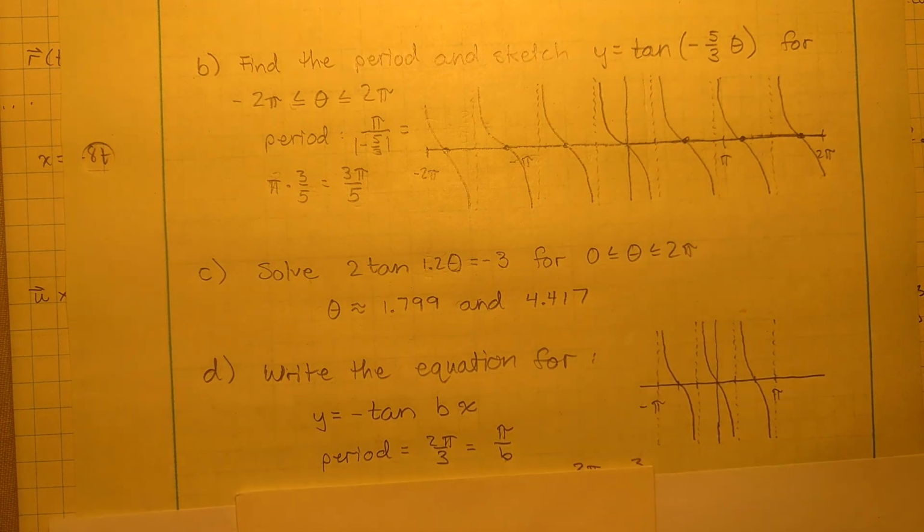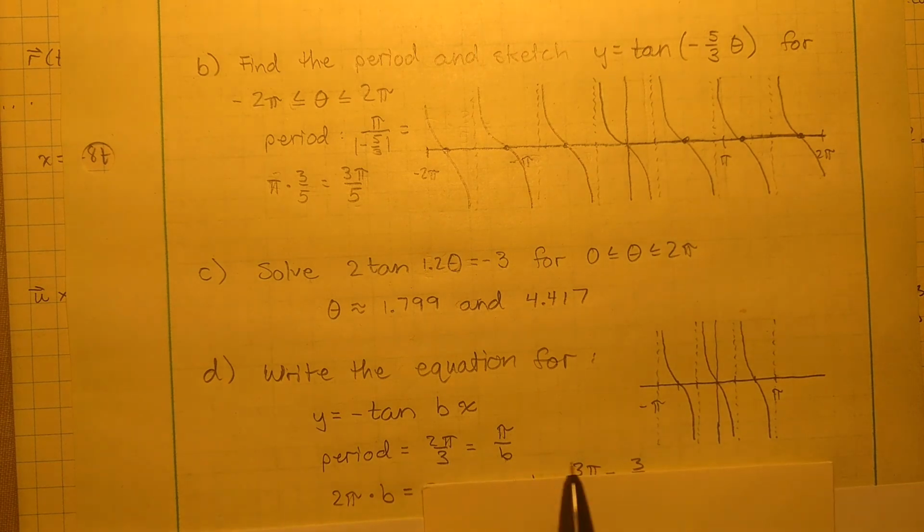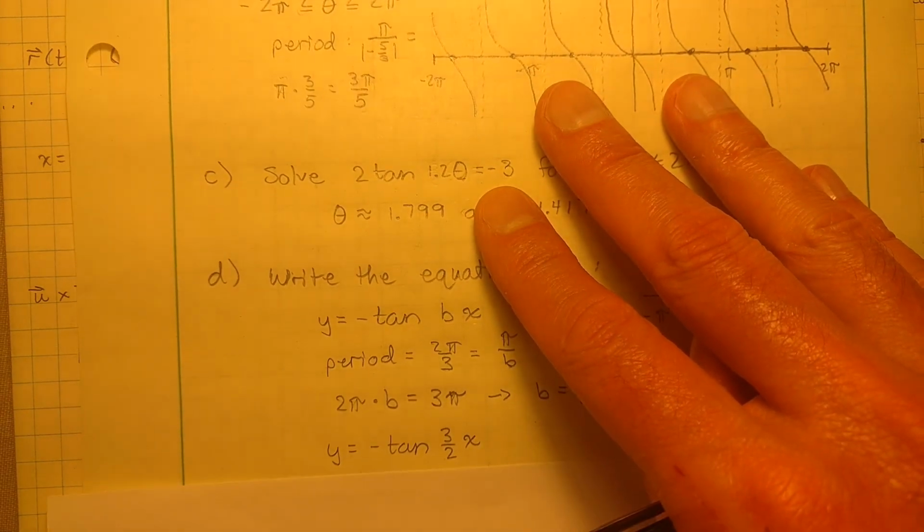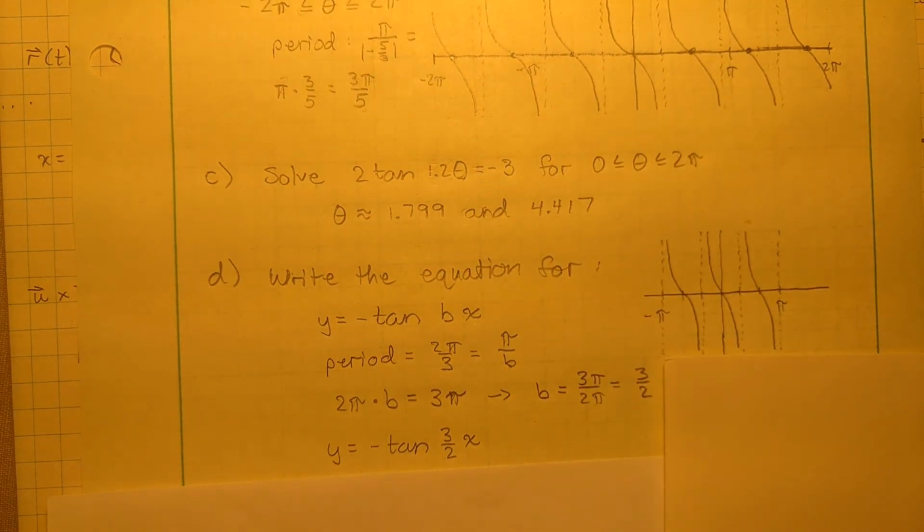Cross multiplying, I get 2 pi times b equals 3 times pi. Solving for b, divide by 2 pi, and I get b is equal to 3 pi over 2 pi. The pi's cancel, and I get b is 3 over 2. So then I just put 3 over 2 into my equation, and I get the correct equation. Y is equal to negative tangent of 3 over 2x, or 3 over 2 times theta.